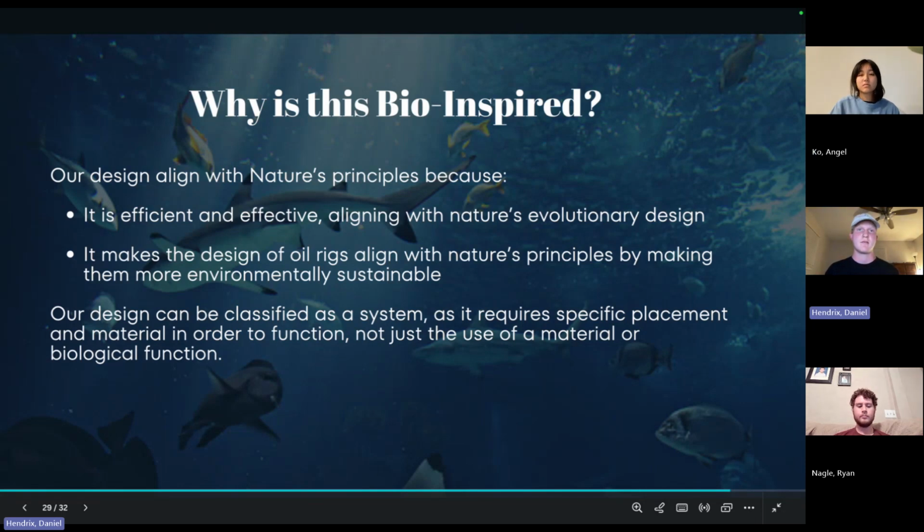And this design would be classified as a system because it contains components that interact with the surroundings. And it does have a form, but our design is more focused on the larger effect of the form on the system. So that's why we consider it a system.